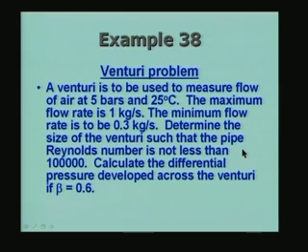So let me just look at a simple problem. We want to use a venturi in the measurement of flow of air at 5 bars and 25 degrees Celsius. The maximum flow rate is given to be 1 kilogram per second, and the minimum flow rate is 0.3 kilogram per second. We want to find out the size of the venturi such that the pipe Reynolds number is not less than 100,000. In that case, we want to calculate the differential pressure developed across the venturi if beta is 0.6.